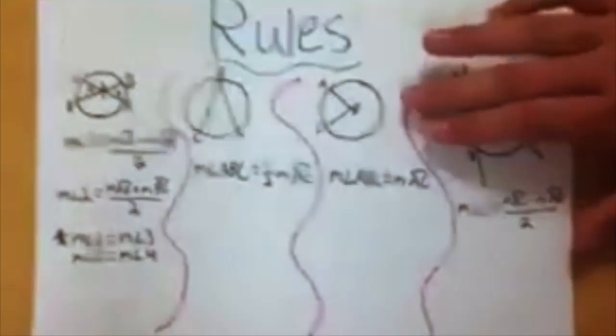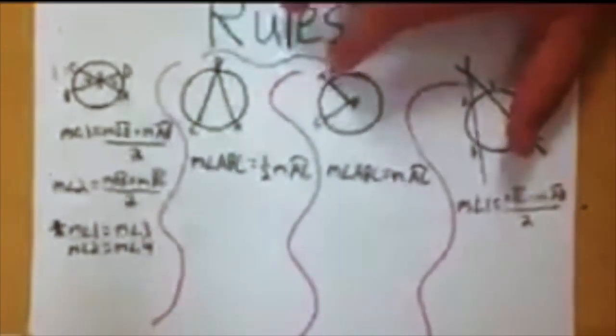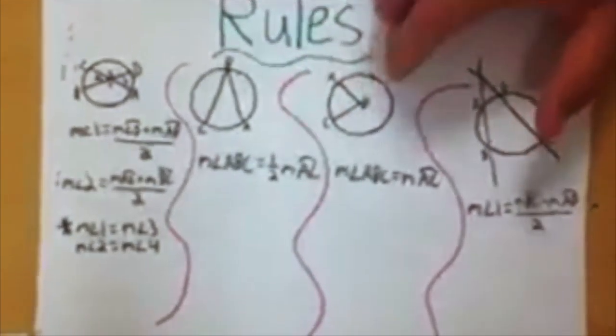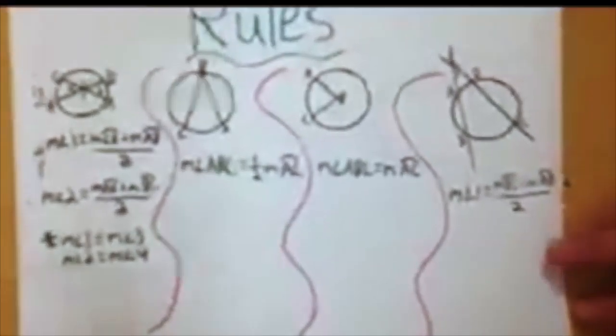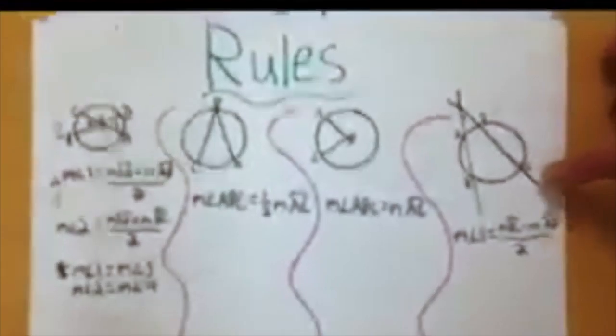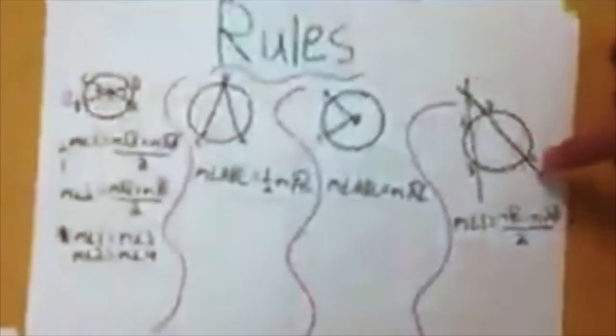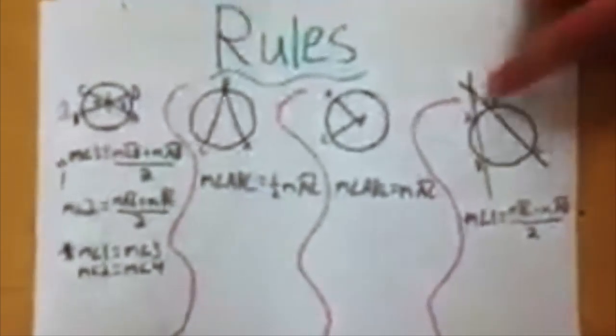Now if you look over here, where the vertex is on the center of the circle, the measure of angle ABC, which is right there by B, equals the arc of AC. Over here it equals half. When the vertex is on the center, it equals the arc. That's the last circle. Measure of angle 1 equals the arc BC minus the arc AD, divided by 2, and you'll get the measure of angle 1.